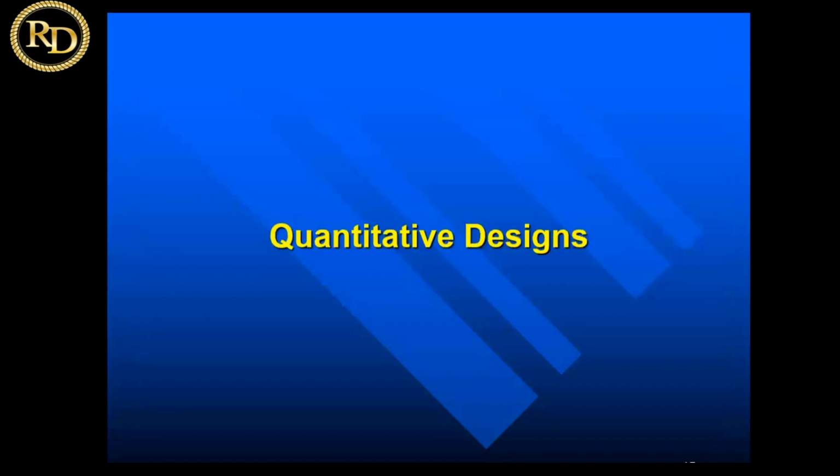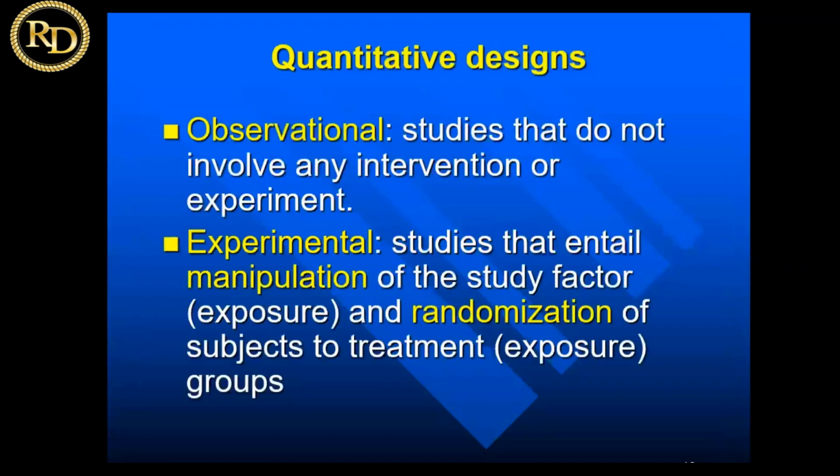Now we are studying the quantitative designs. Observational studies do not involve any kind of intervention or experiment. And experimental studies entail manipulation of the study factor, that is the exposure. You're trying to give some new drug, or you're trying to find out the efficacy of one drug on a patient, or compare two different kinds of drugs. We have three things: manipulation, control, and randomization. All experimental studies go by these three things.